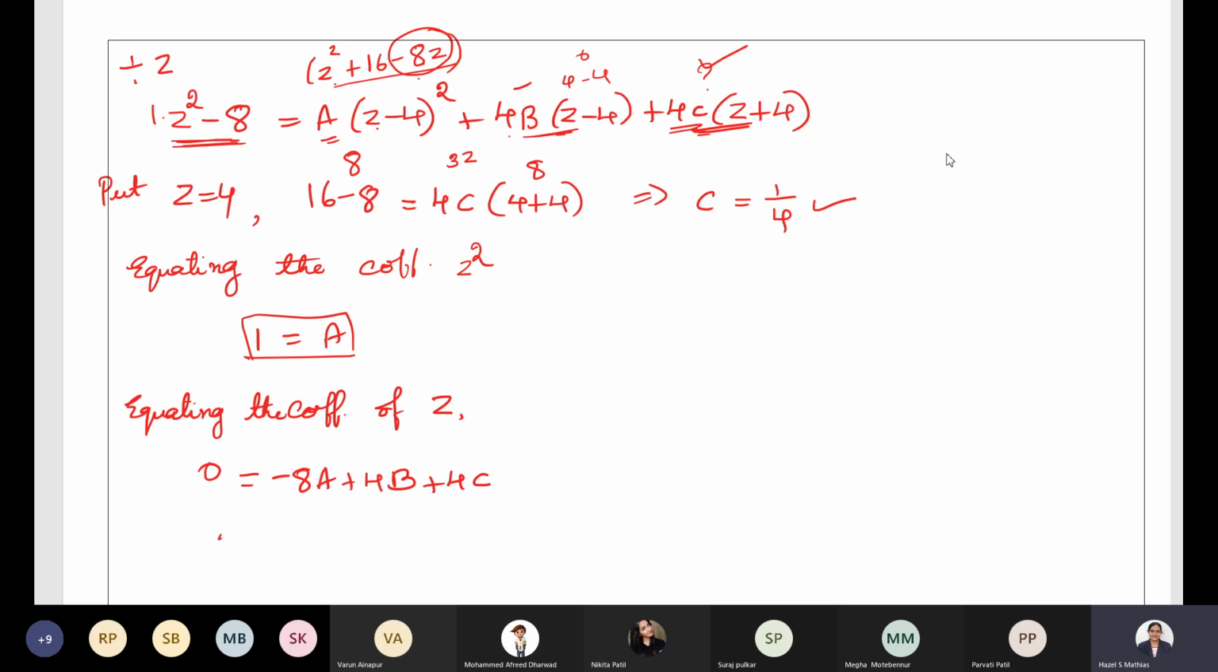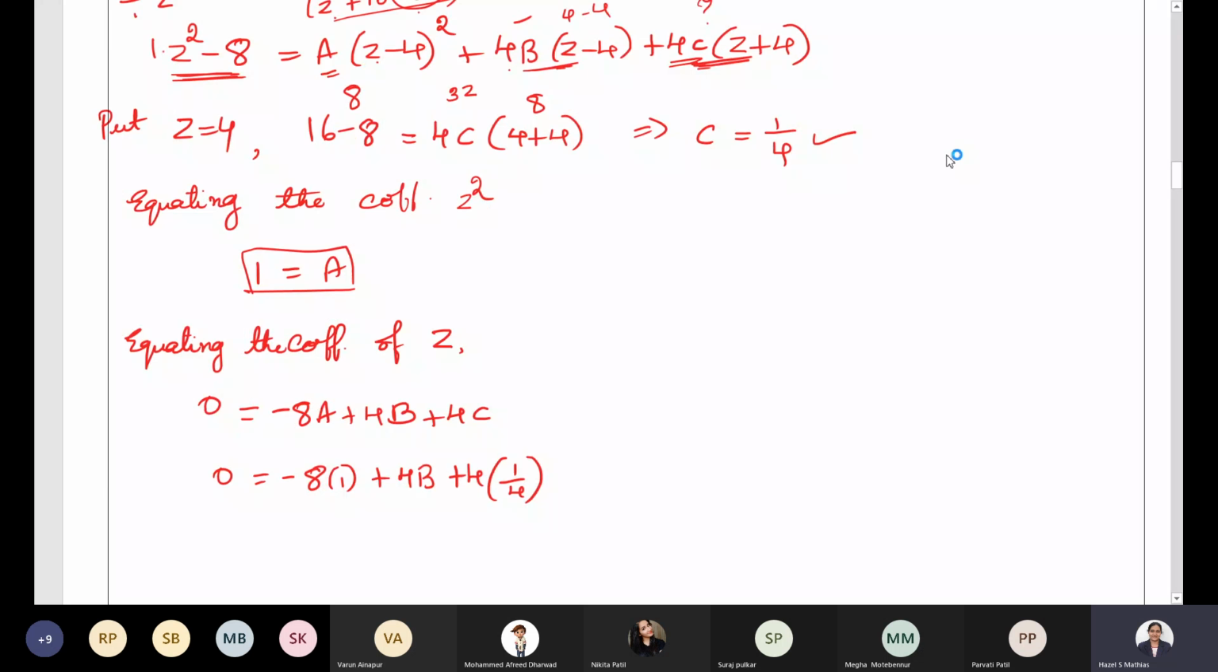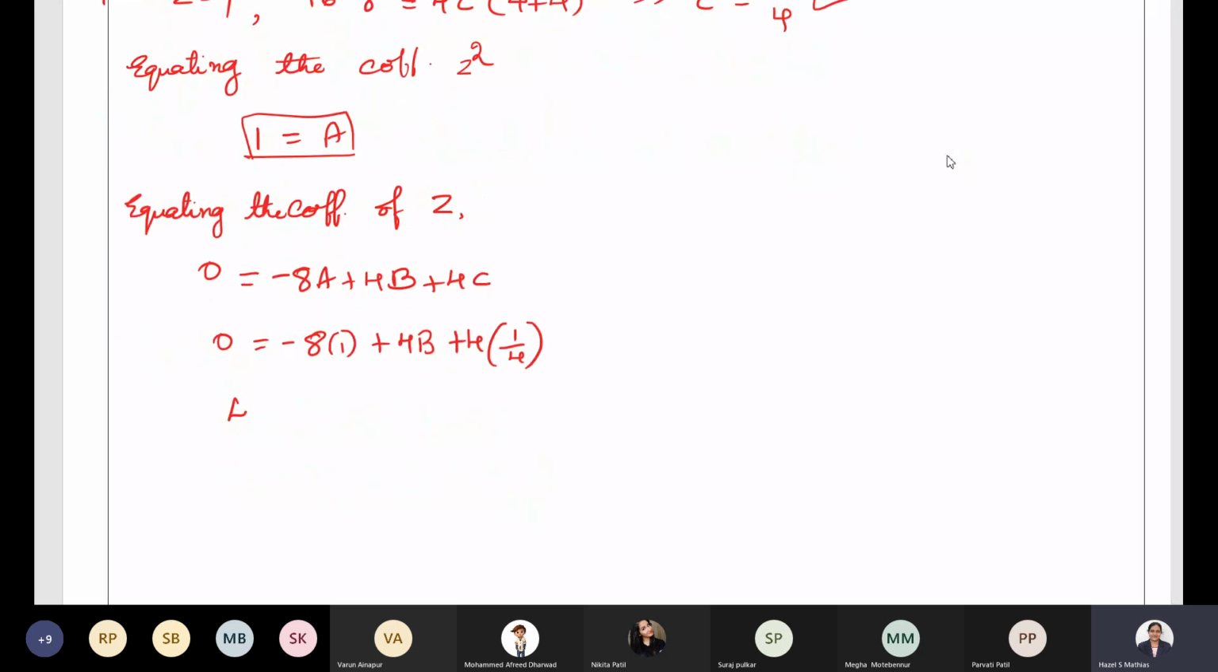So this is what we get, and we know the value of a and c. So you can get the value of b from here. That is minus 8 into the value of a, which is 1, plus 4b plus 4c. The c value is 1 by 4. So what we get from here? The value of 4b is, here 4 gets cancelled, it's 1. Minus 8 plus 1 is minus 7. So 4b is equal to 7. So the b value is nothing but 7 by 4. This is what we get. Is it okay, getting the value of a, b and c?